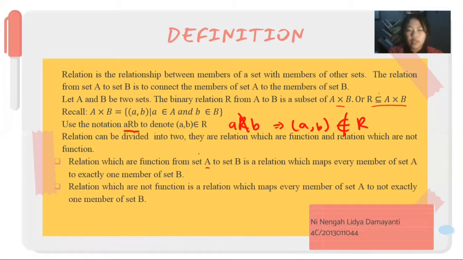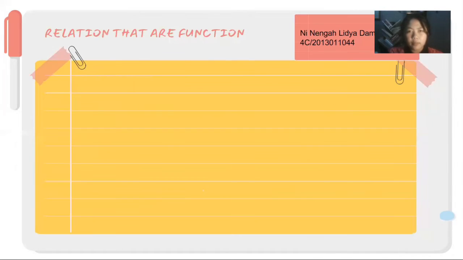And then a relation which is not a function is a relation which maps a member of set A to not exactly one member of set B. It means every member of set A can have more than one pair in set B. And then we will talk about relations that are function.